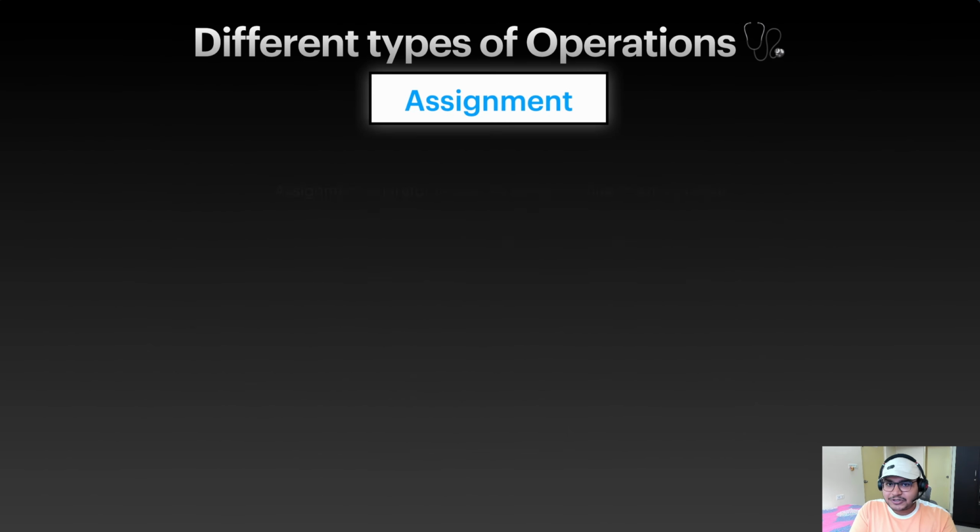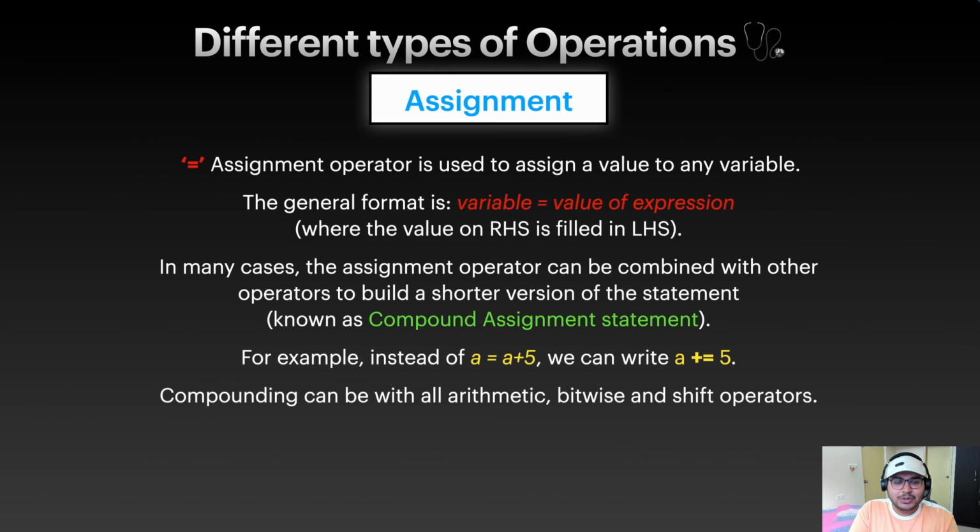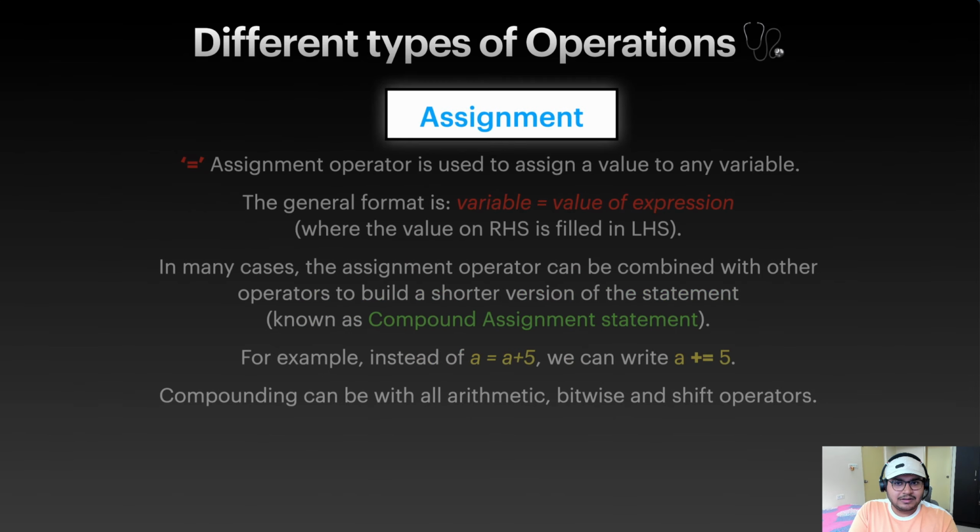Next is the assignment operator, represented by the equal sign. It is simple. It assigns the value on the right hand side to the variable on the left hand side. Assignment can also be combined with arithmetic, bitwise, and shift operators for more concise expression. They are known as compound assignment statements, and an example of that is shown over here.